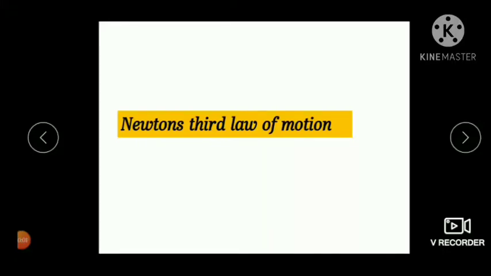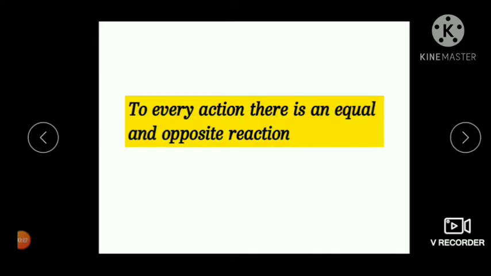Dear students, we already studied Newton's first law of motion and Newton's second law of motion. So today we will learn Newton's third law of motion. The statement of Newton's third law of motion is very simple, and it states that to every action there is an equal and opposite reaction.